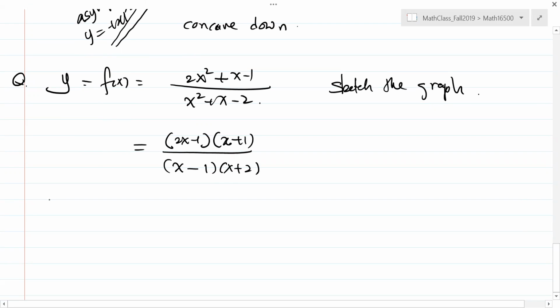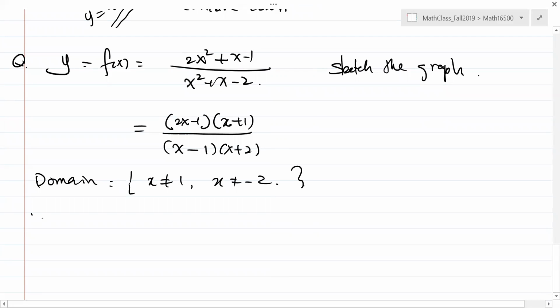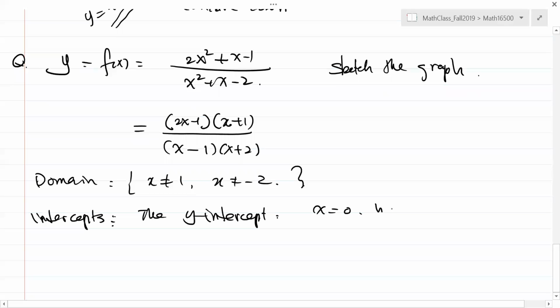But first of all, let's find the domain, right? The function is not defined when x equals 1 or when x equals -2. So it's not defined at those two points. That gives you the vertical asymptotes. Second, intercepts. The y-intercept is the value when x equals 0, and that is going to be 1/2. Why? Because when you plug 0 for x, you get -1 over -2, which is 1/2.